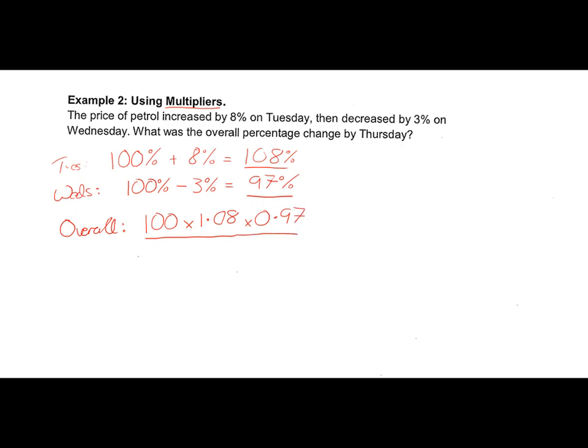So what we've done is we have multiplied by the decimal equivalent of the percentage change repeatedly. So this is why we called this using multipliers, because we're doing a repeated multiplication. So you need to put 100 times 1.08 times 0.97 into your calculator. You should find that you get 104.76%.